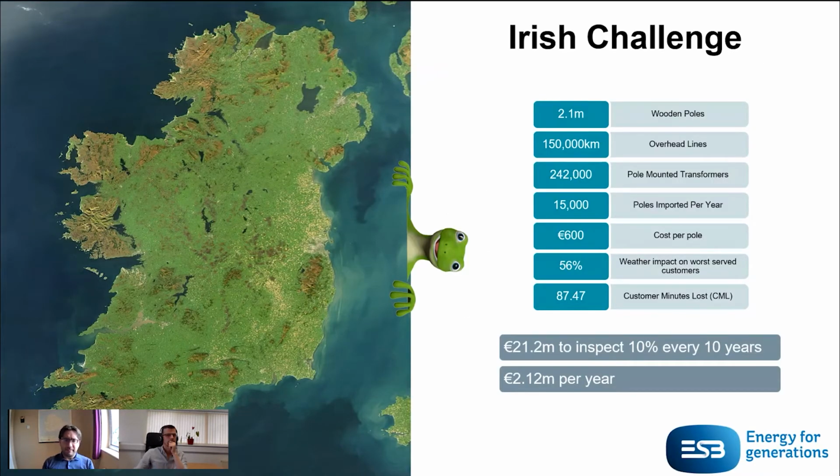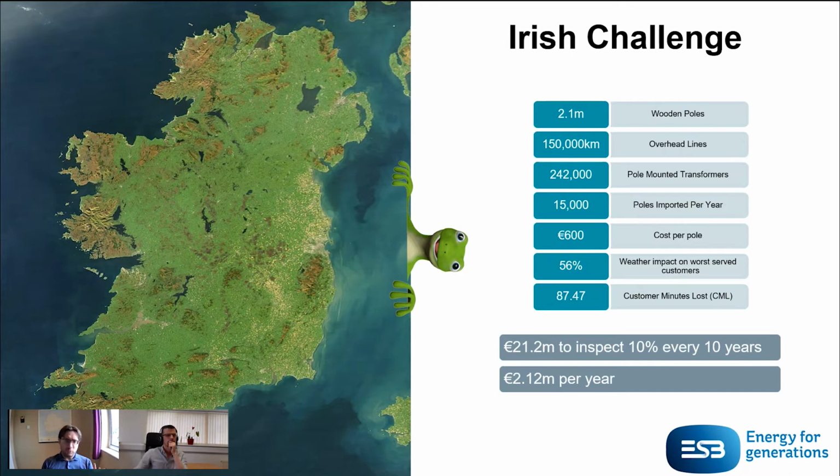But if you start to scale that up to an Irish level and look at Ireland, ESB has 2.1 million wooden poles across Ireland, covering about 150,000 kilometres of overhead lines. They're importing 15,000 wooden poles per year, and it's costing them €600 per pole to do that. So you can start to see, that's quite a large amount of money already just in those poles coming through.